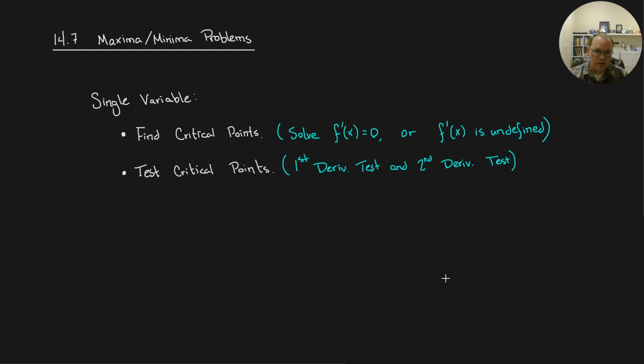For the second derivative test, you're looking at the concavity. You plug the critical point into the second derivative and see if you are concave down or concave up. If you're concave up, you have a local minimum. If you're concave down, it's a local maximum.